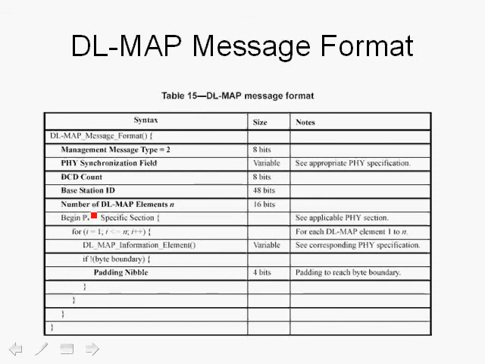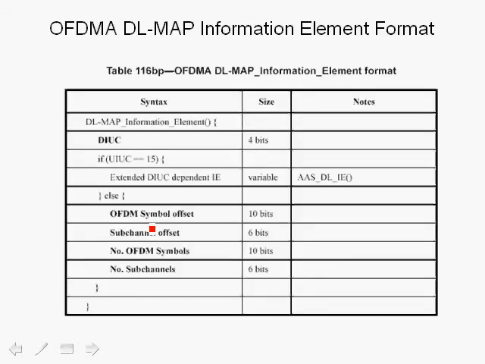And of importance is the number of downlink map elements, N, which is specified here, and it's 16 bits. That's immediately followed by N information elements, which are the downlink map information elements, which specify the whole map for the downlink bursts. Let's take a look at one of these downlink map information elements.